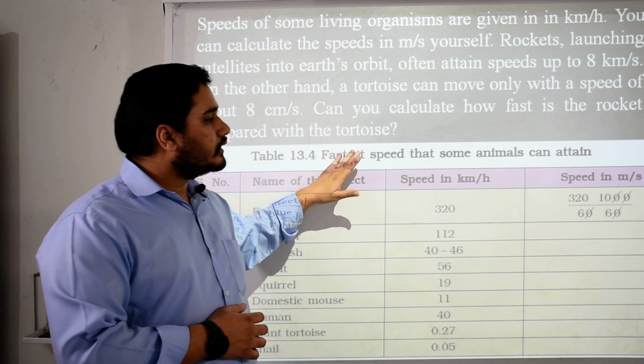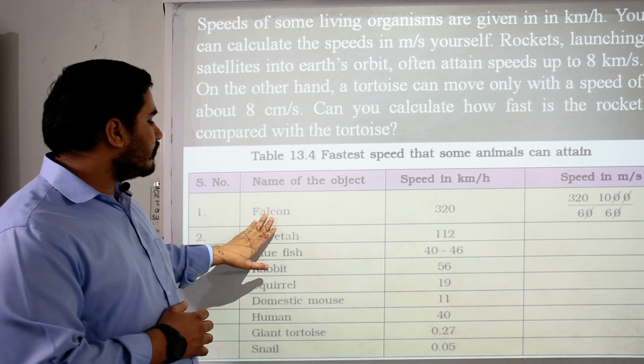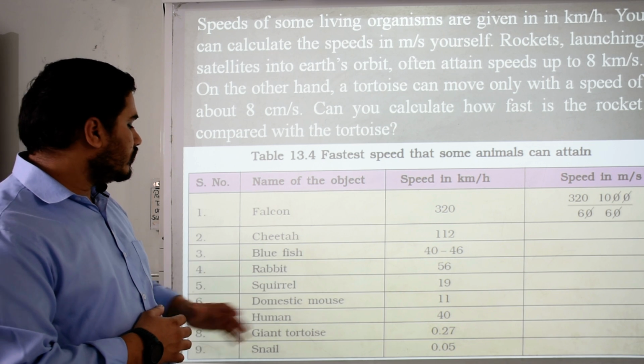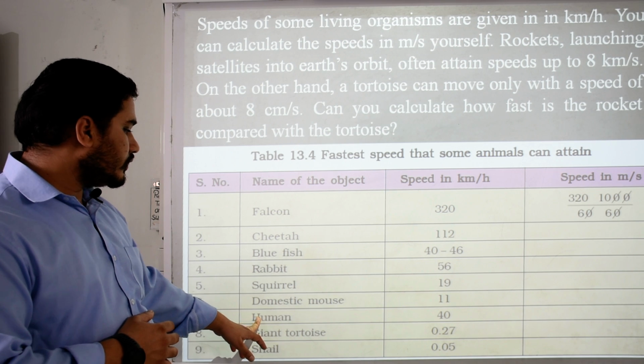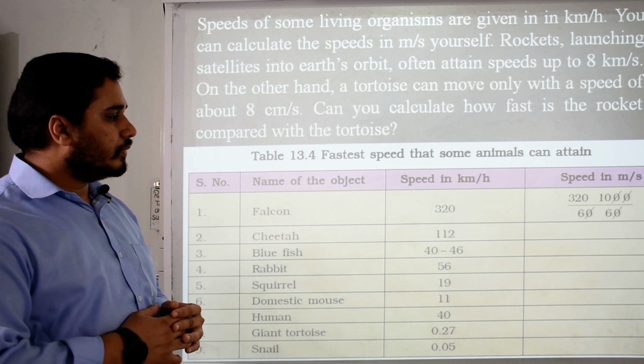The fastest speeds that some animals can attain are shown here. First is the falcon, 320 km per hour, then cheetah 112, then bluefish 40 to 46, and here humans can be counted at the 7th point, it is 40, and the snail at 0.05 km per hour.